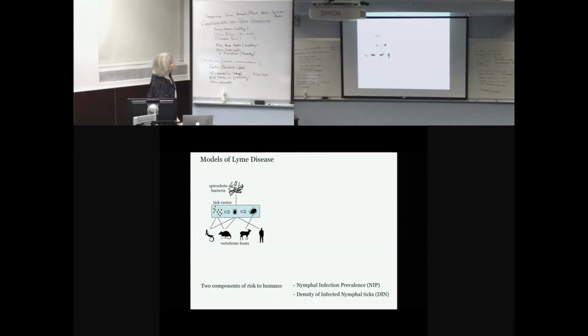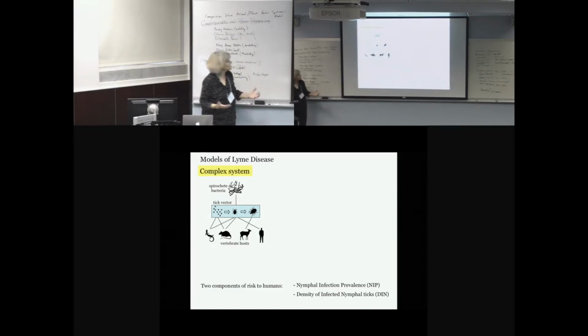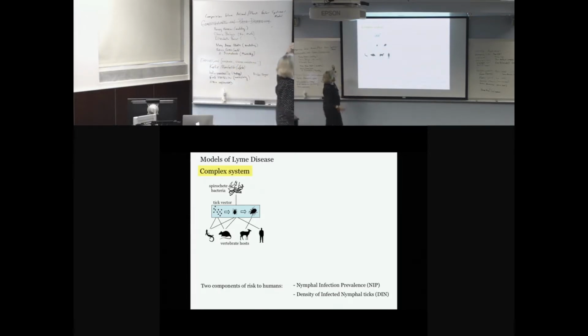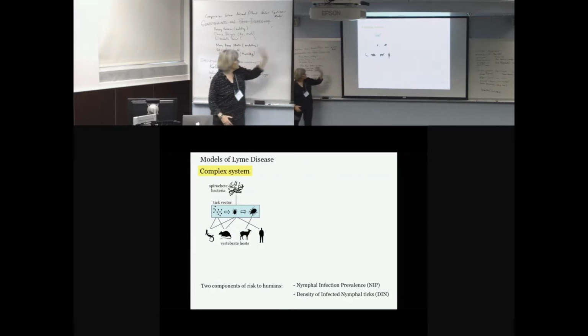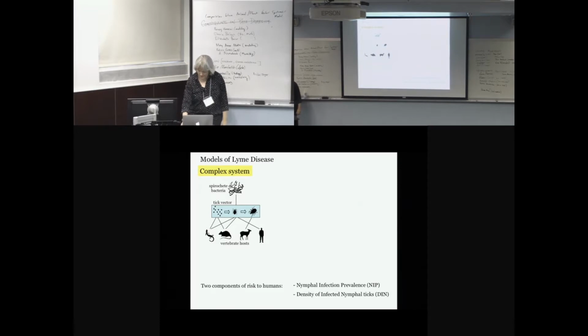And so Lyme disease is really a pretty complex system. There isn't really just one spirochete bacteria. There's a whole diversity of them. We have a whole bunch of different vertebrates. There's the sort of stage-structured tick.